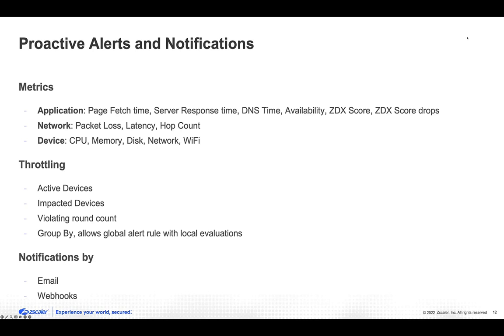One of the main aspects of our alerting is the ability to throttle these alerts. So you can throttle the alerts in the sense that you don't want to receive an alert when one user is having a problem or there's one impacted device in the entire geography. You can throttle these alerts by saying that at least a minimum of 10 users are impacted in a given geography. So that way you are reacting to something that is impacting a lot of users instead of that one single user. And of course, we can send out notifications by email or webhooks. And webhooks is what we use to integrate with ServiceNow today.